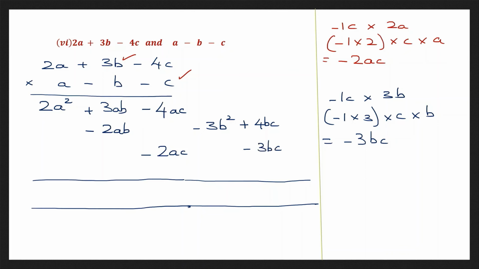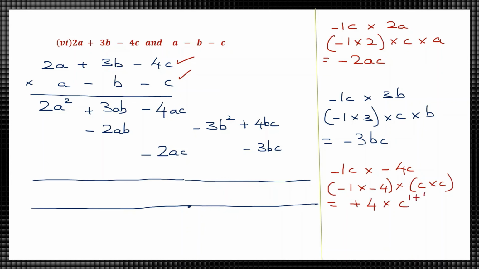Now we take c and minus 4c. So that is minus c into minus 4c. We'll take the numbers here, minus 1 into minus 4. Now we have the c and c. So minus into minus is plus, 1 fours are 4 into c to the power of 1 plus 1, which is plus 4c squared. Do we have a c squared column? We don't have, so we'll write it separately, plus 4c squared.